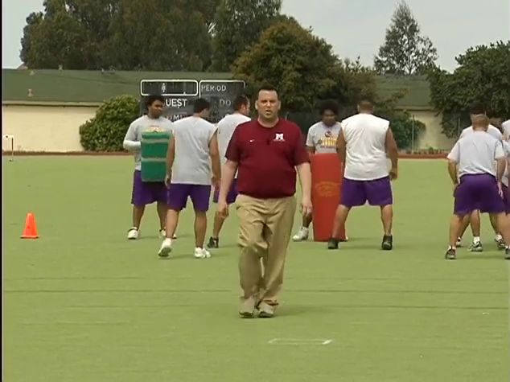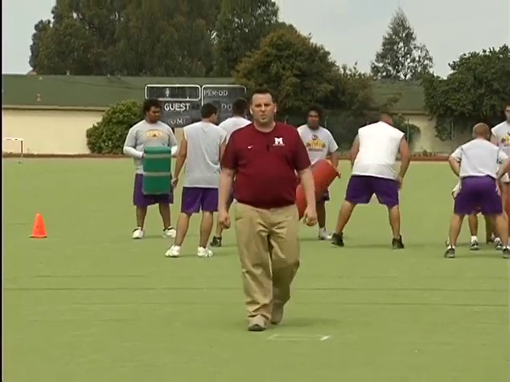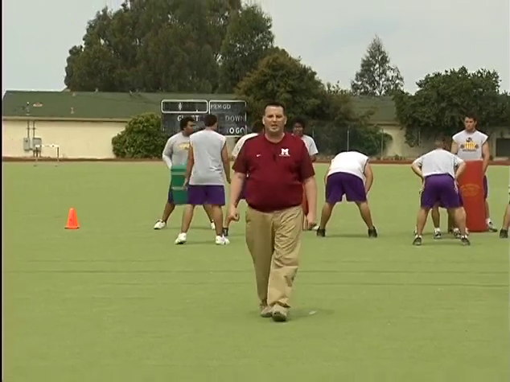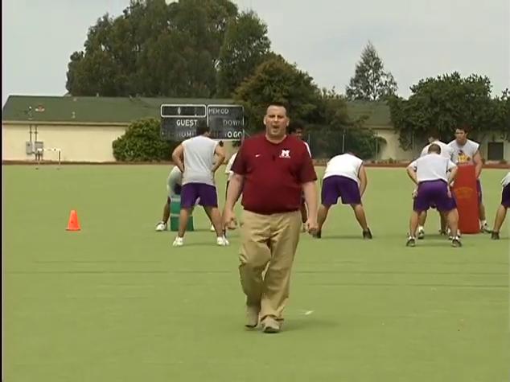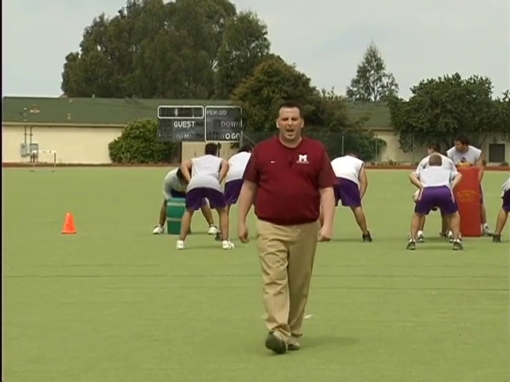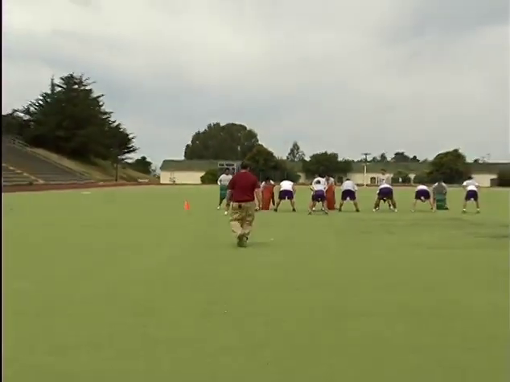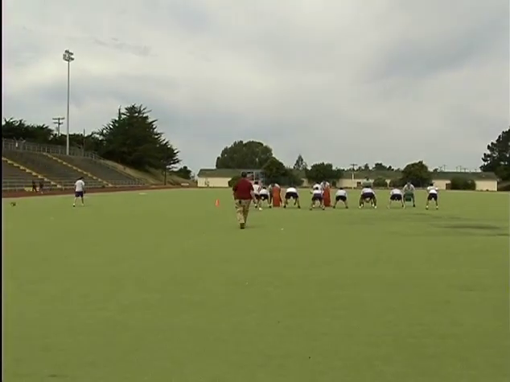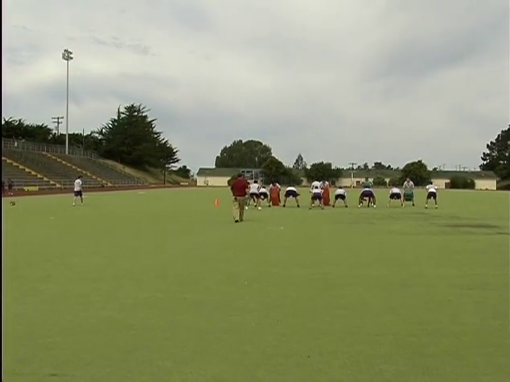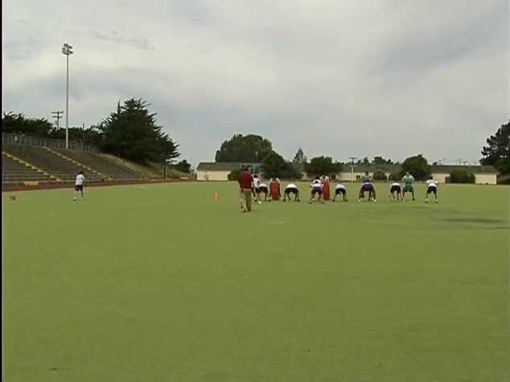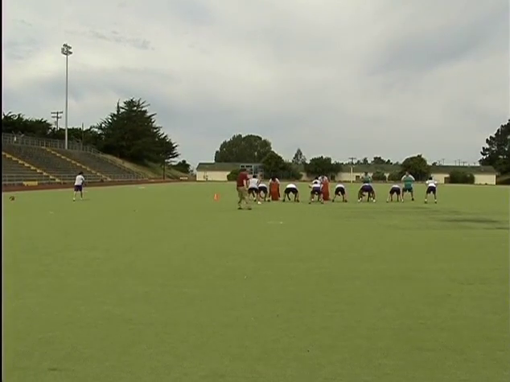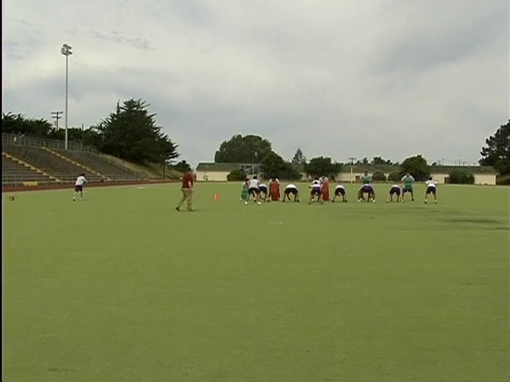We're still using a 2 call on the front side, and we're going to try to have our quarterback get to the flank, break contain, and get the ball out to the fullback. Here we go. Stances. Full speed, hand down, on my cadence. Set, hit.